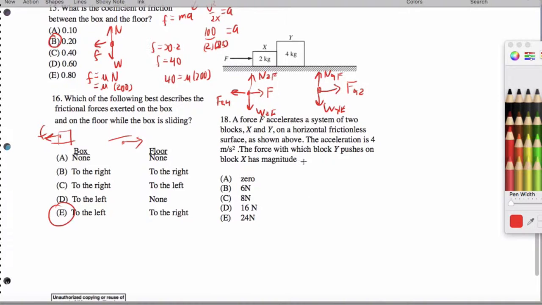So we can actually set up our equations here. We can say that F minus F24 equals 2 times 2. And then for the other box, we have F42 equals 4 times 2. It's 4 meters per second squared for the acceleration. So that means F42 equals 4 times 4, which is 16 newtons.